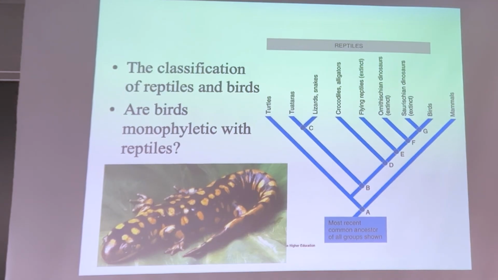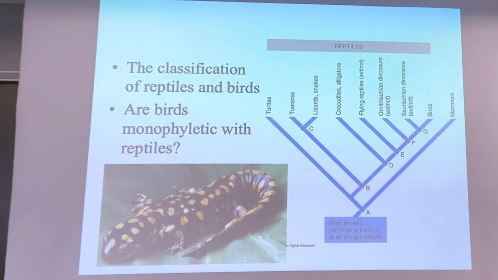So amniotes are, can you see that? So amniotes are a group of vertebrates that have extraembryonic membranes around their embryos. And they include birds, reptiles, and mammals.